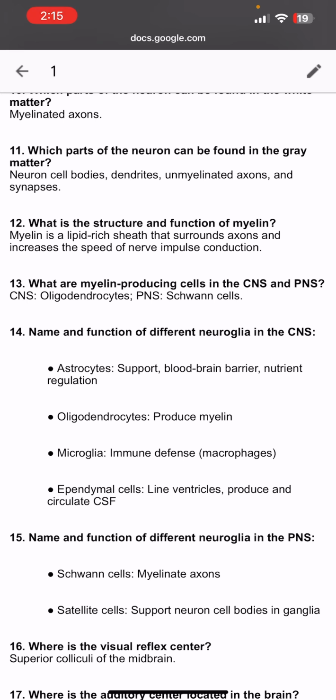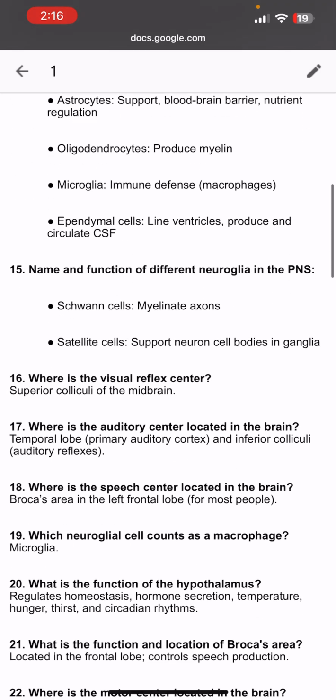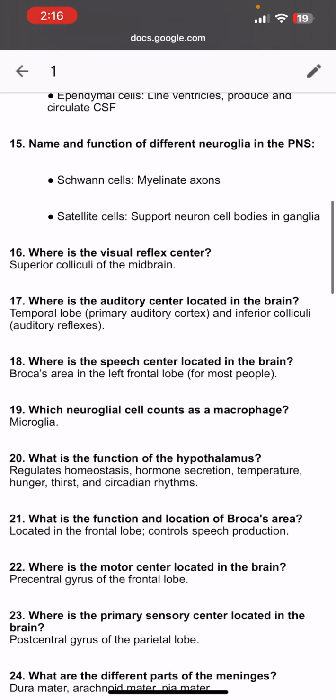Name and function of different neuroglia in the CNS. Astrocytes: they're responsible for supporting the blood-brain barrier and nutrient regulation. The oligodendrocytes produce myelin. The microglia are responsible for immune defense, such as macrophages, and the ependymal cells line the ventricles and produce and circulate CSF. CSF is also cerebrospinal fluid.